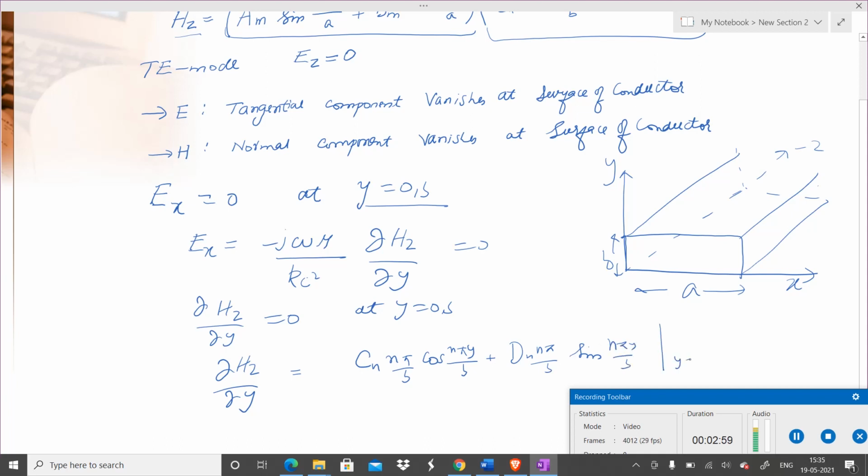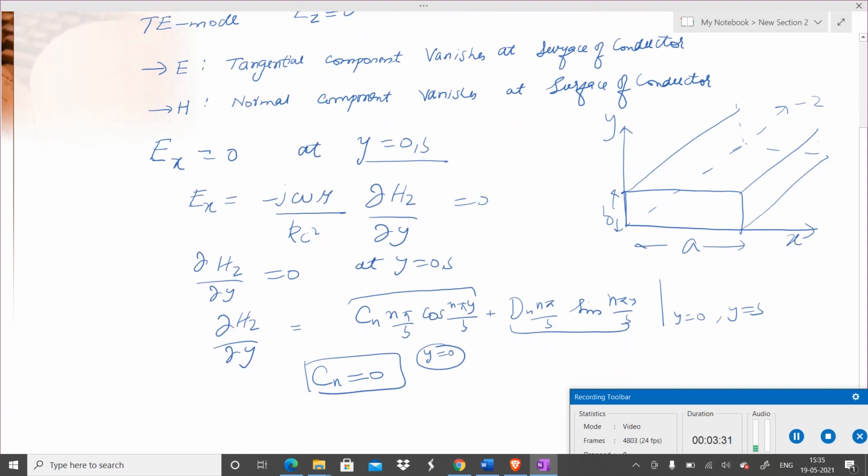So at y is equal to 0 and at y is equal to b. At y is equal to 0, for this to be 0, when you put y is equal to 0, the sine part will become 0 anyway. The cos part, for y is equal to 0, cos 0 is 1, so it will remain only Cn, so hence Cn should be 0. This is the one condition we get.